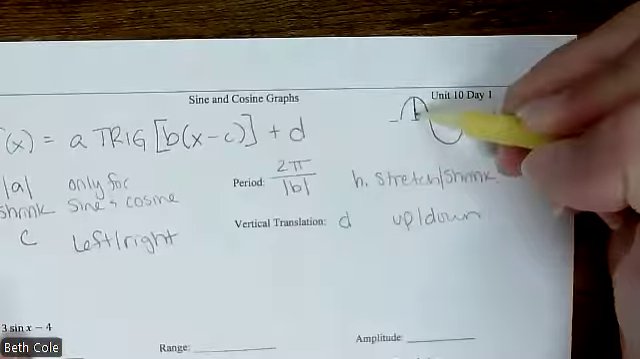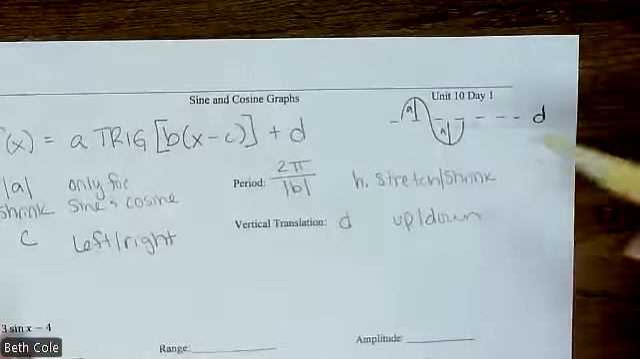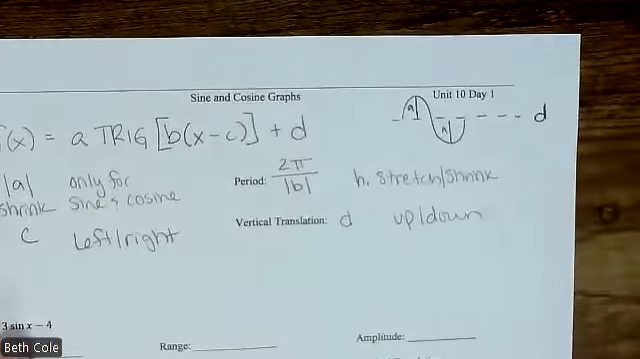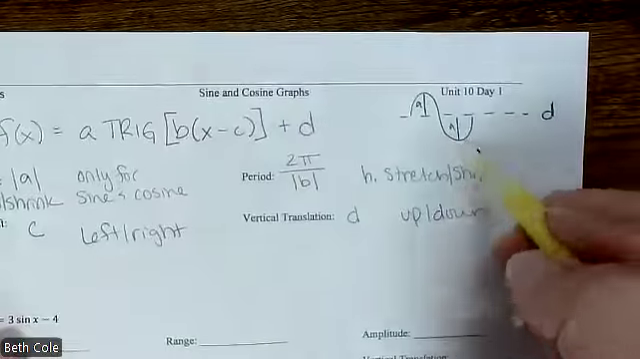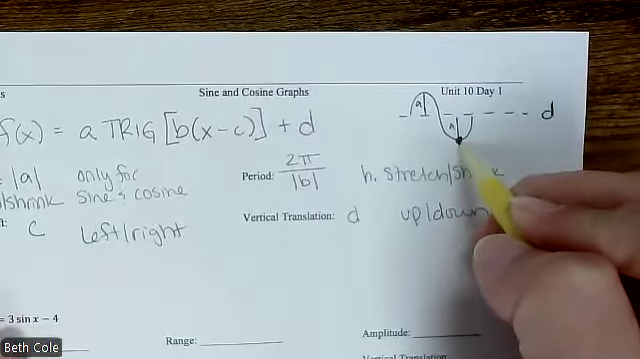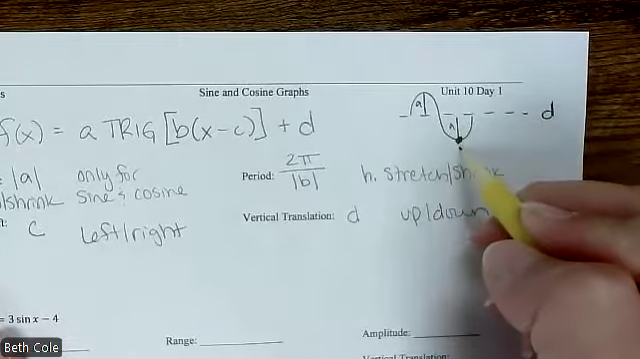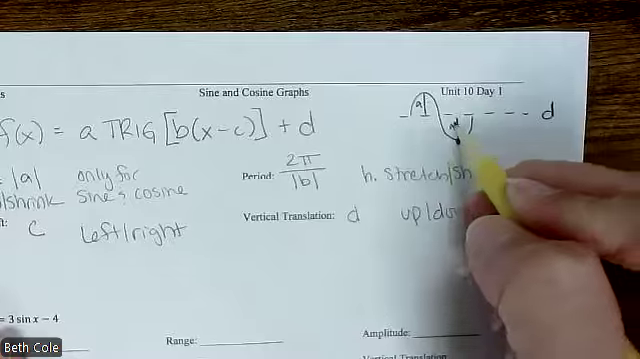And this distance is A. That's your amplitude. So your distance from that center line is that A amount. So how could you get this low value? The center is D, and you are A units below it.